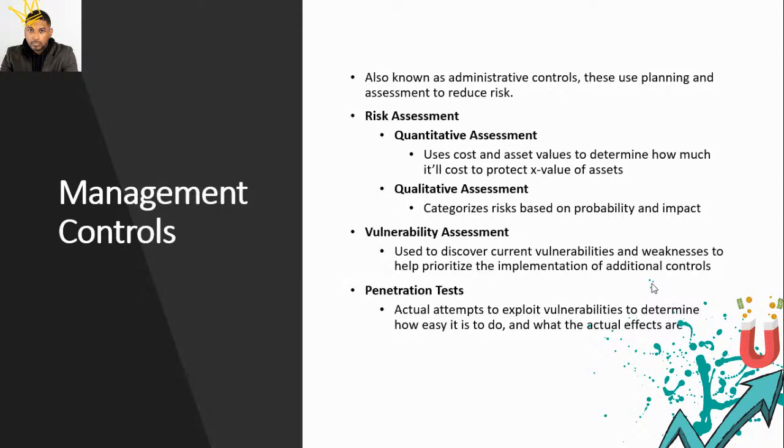I know it's pretty general, but this is more of an in-depth analysis that has to happen, where it's more based on risk, but not necessarily things associated with numbers and money. Vulnerability assessment is used to discover current vulnerabilities and weaknesses to help prioritize the implementation of additional controls. And then penetration test, actual attempts to exploit vulnerabilities to determine how easy it is to do, and if there are vulnerabilities to a system, and what the actual effects are on the organization and the system.